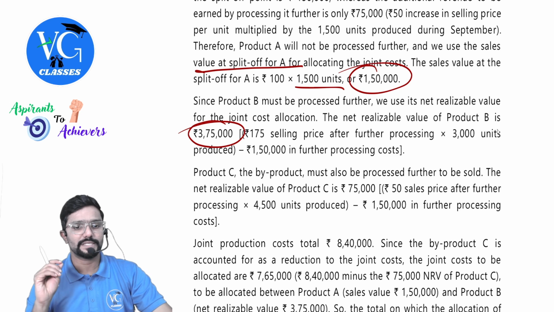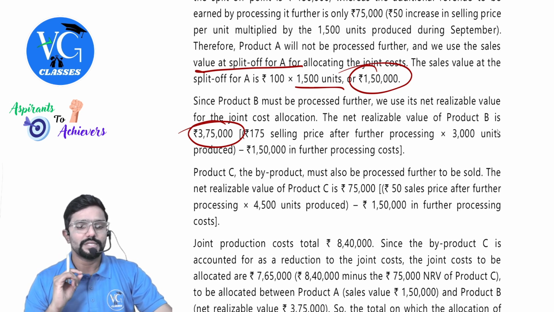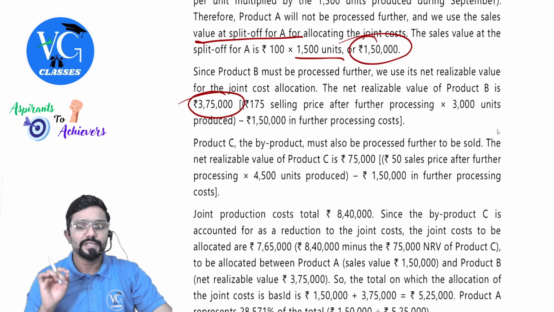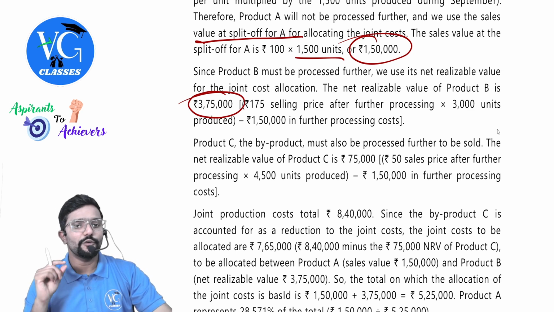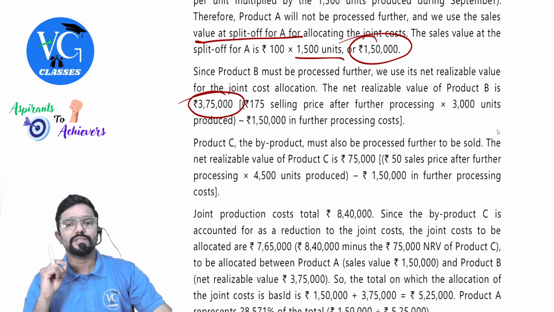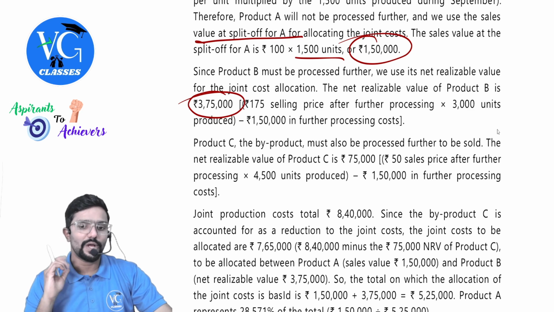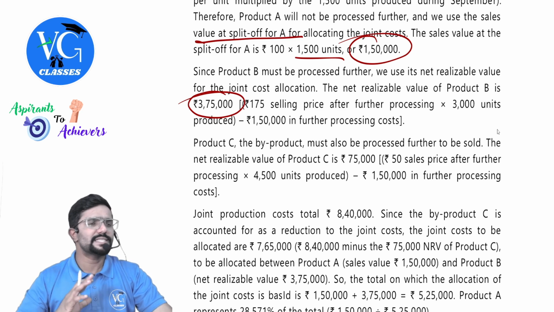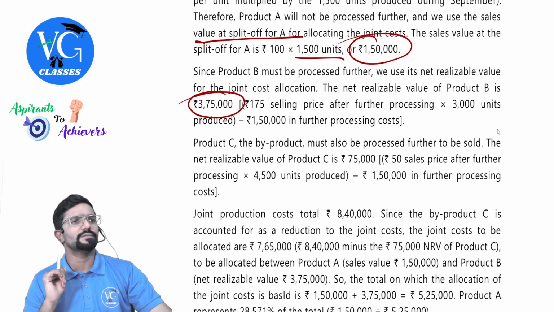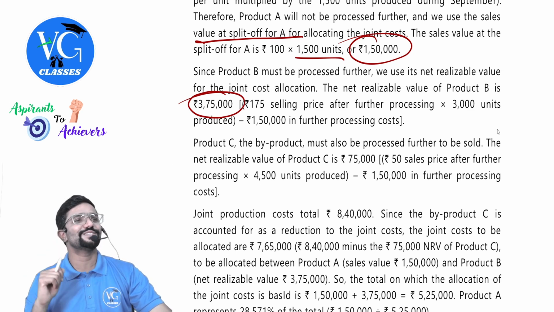We will use this as a ratio to apportion joint cost. Product C, the byproduct, must also be processed further to be sold. The net realizable value of product C is 75,000: 50 sale price after further processing into 4,500 units produced, minus 1,50,000 in further processing cost. Please be careful. To calculate net realizable value, they consider units produced everywhere, not units sold. Is there a logic behind it? Yes. Joint cost would have been incurred for the units produced, not for the units sold.